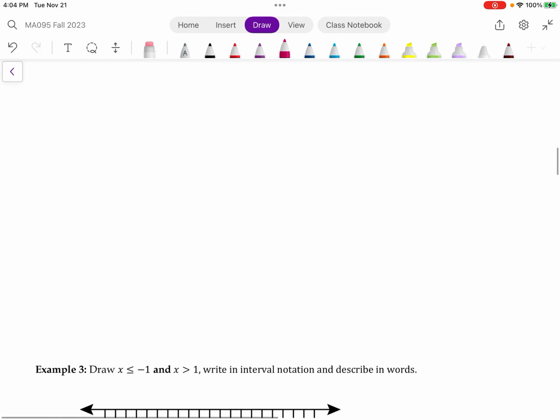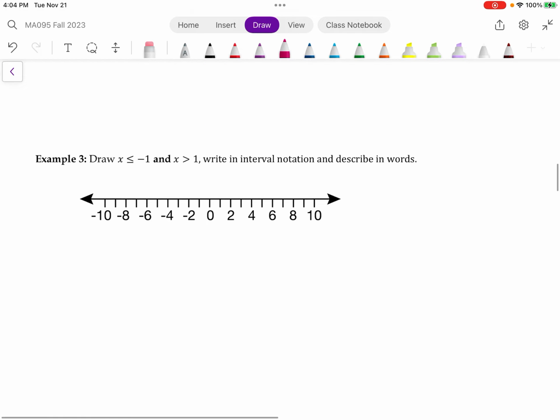All right, next one. So example 3. So try this one and see what you get. Why do I only have one number line? Let's see. All right, so I'm going to draw less than or equal to -1. Less than or equal to -1 is going to be -1, and then to the left. And then greater than 1 is going to be an open circle on 1 and to the right.